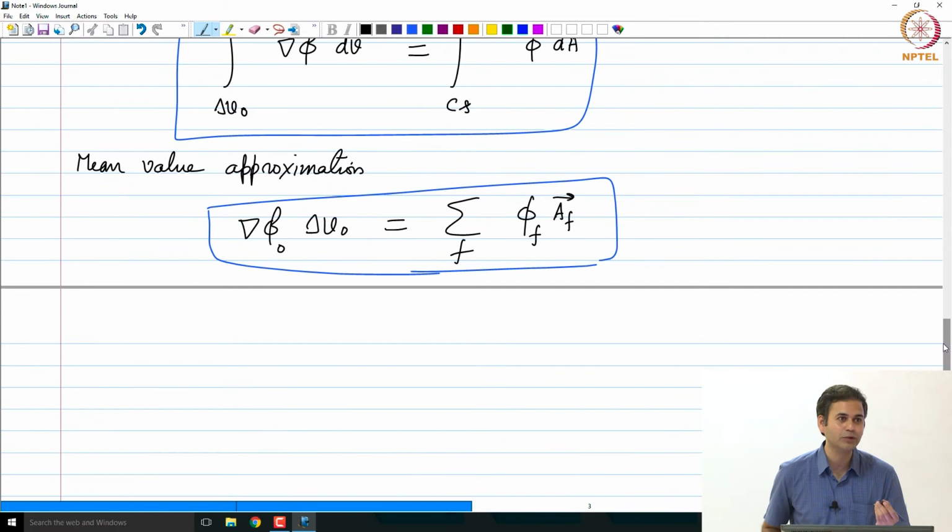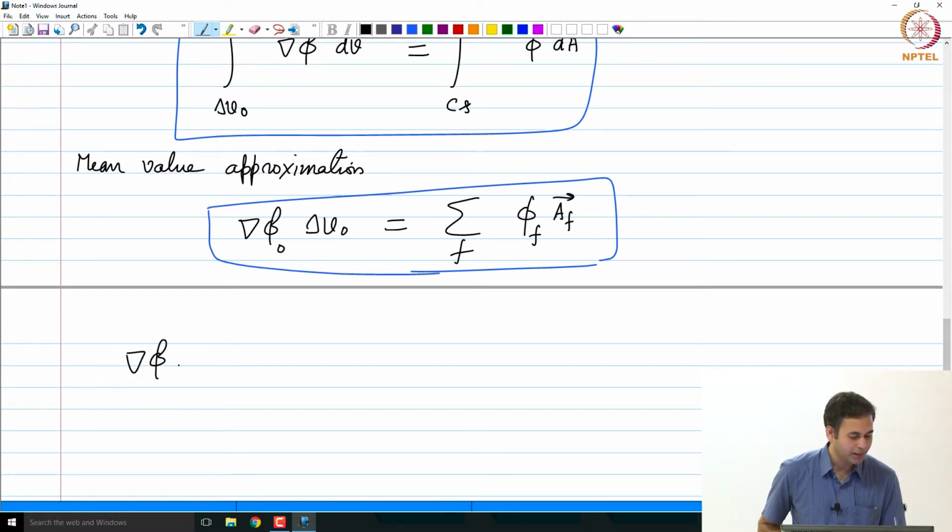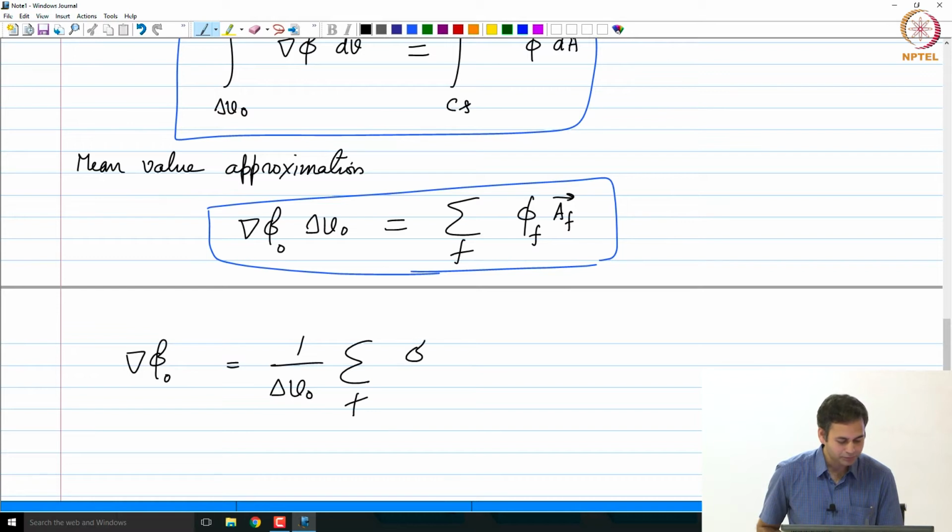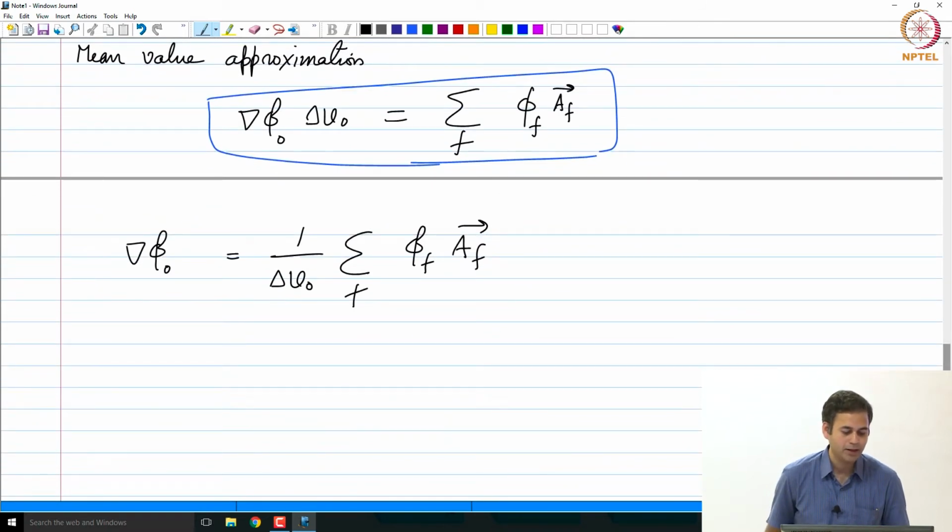At the cell centroid. So, we need to devise a way of calculating phi, interpolating it to the faces from the cell values. But if I rearrange this equation, we can say grad phi for any cell can be calculated as 1 by delta V0 summation f phi f A f bar. Of course, we need to come up with an interpolation scheme to evaluate phi f from the phi 0 and phi 1 values.